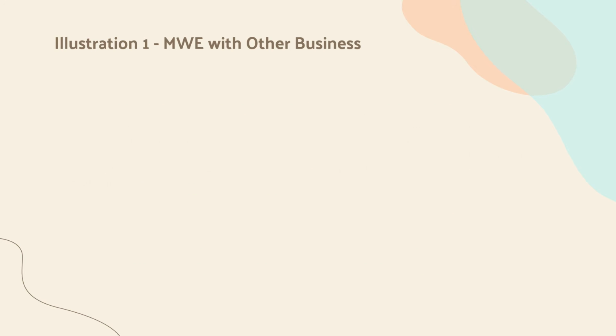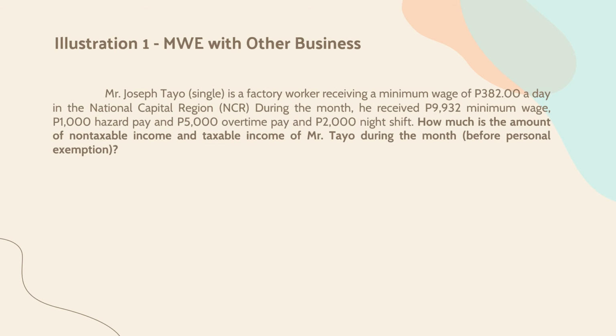Minimum wage earners with other business. This is the first illustration. Mr. Joseph Tayo, single, is a factory worker receiving a minimum wage of 382 pesos a day in the National Capital Region. During the month, he received 9,900 minimum wage, 1,000 hazard pay, 5,000 overtime, and 2,000 night shift.